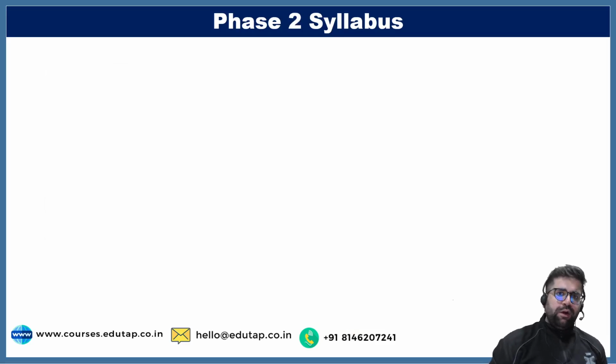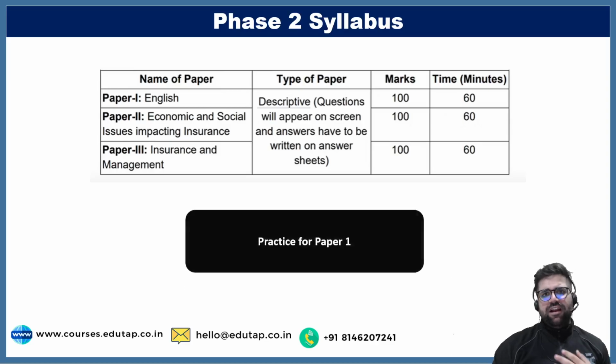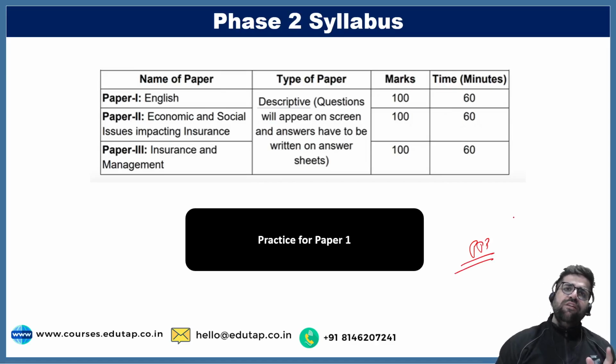Now let's move to the phase 2 syllabus. In phase 2 you have 3 papers. Paper 1 is English, paper 2 is economic and social issues impacting insurance, and paper 3 is insurance and management. Now paper 1 is based on English descriptive, where you just have to type. So in paper 1 I will again not advise you any book. You just need to practice and practice. Just practice multiple essays, other descriptive stuff, like precis and RC also.